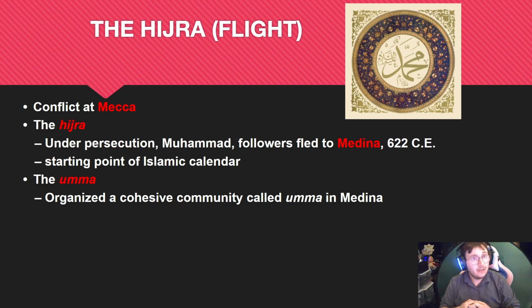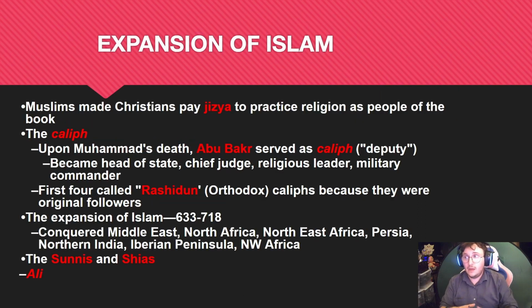And in Medina, Muhammad and his followers create something known as the Umma, which is an organized, cohesive community in Medina. Now, Islam is going to bounce back from this persecution after Muhammad's death, and Islam will begin to spread through the Middle East and encompass the Middle East under a Caliph.